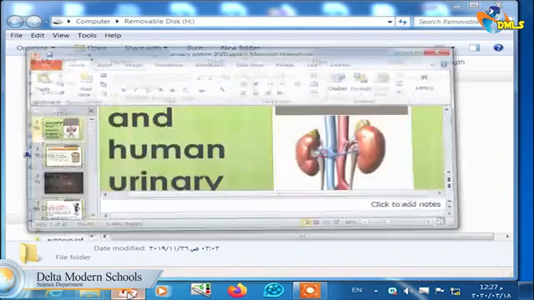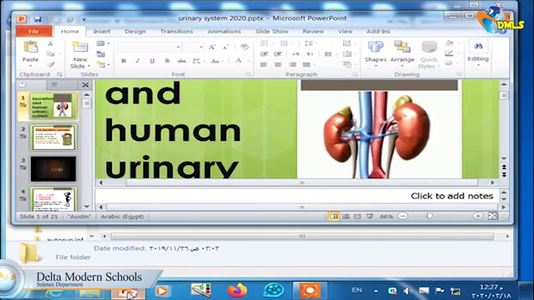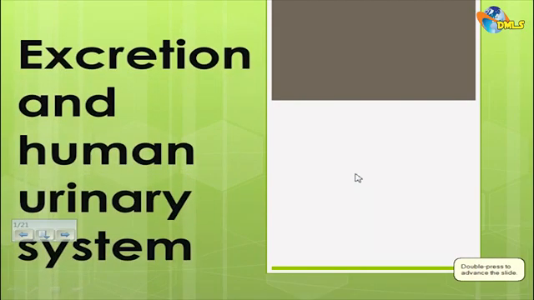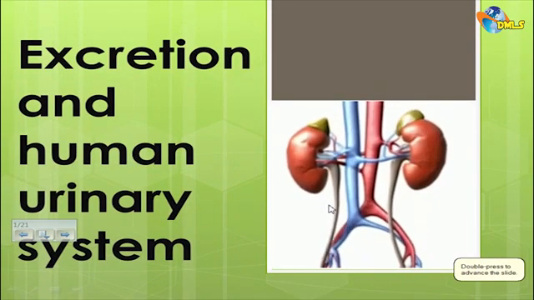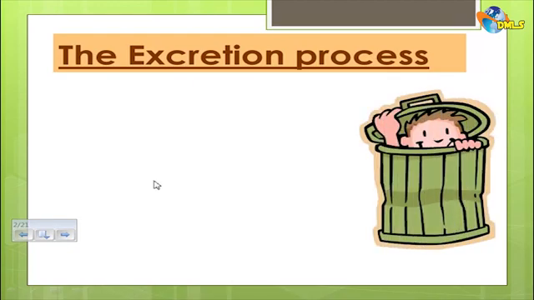Hello, my students. Today we will study Unit 2, Lesson 2, Excretion and Human Urinary System. What is the meaning of excretion process? Let's look at this picture and guess the meaning of the excretion process. Yes, try to think. This picture means like when you throw rubbish or throw wastes.